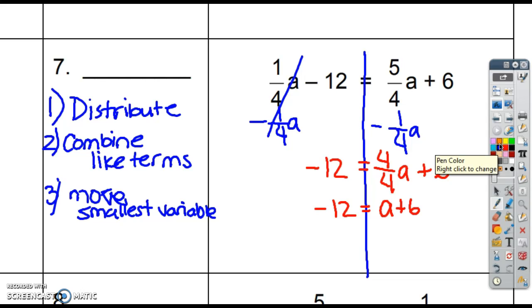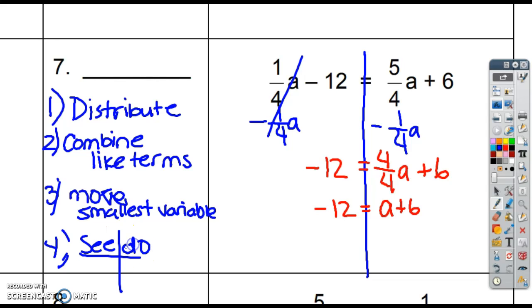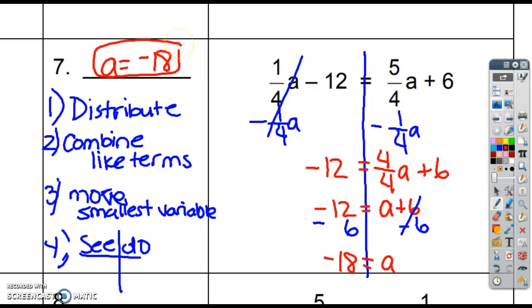The last step we do once we get my variable on one side is we do whatever we see happening to my variable, we're going to do the opposite. Okay? So on this side, the only thing I see happening is they added a 6. So in order to get rid of it, we're going to take it away. We're going to subtract 6. It cancels out on this side. I bring my A down, and what is negative 12 minus 6? It leaves you with a negative 18. So I'm going to come back up here and write my answer. My A is equal to negative 18. We want to write it with the variable first.